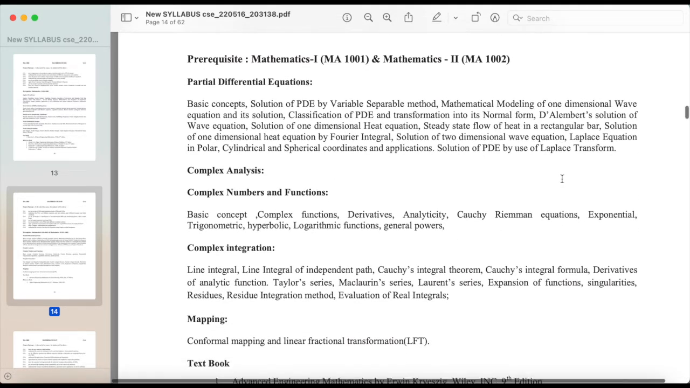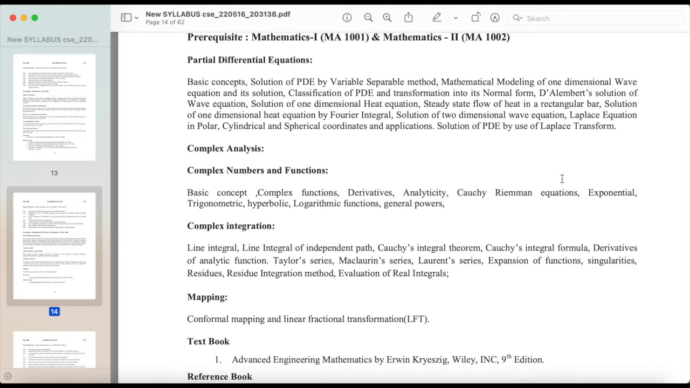Differential Equations. Basic concepts, solution of PDE by variable separable method, mathematical modeling of one-dimensional wave equation and its solution, classification of PDE and transformation into its normal form, D'Alembert solution of wave equation, solution of one-dimensional heat equation, steady-state flow of heat in a rectangular bar, solution of one-dimensional heat equation by Fourier integral, solution of two-dimensional wave equation, Laplace equation in polar, cylindrical and spherical coordinates and applications, solution of PDE by use of Laplace transform. Complex Analysis.